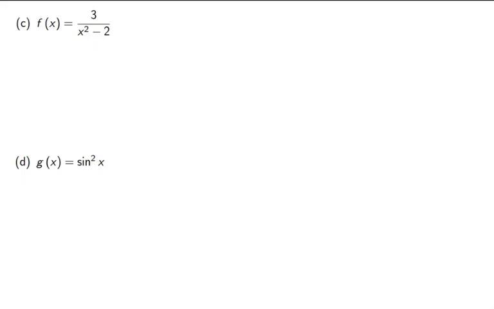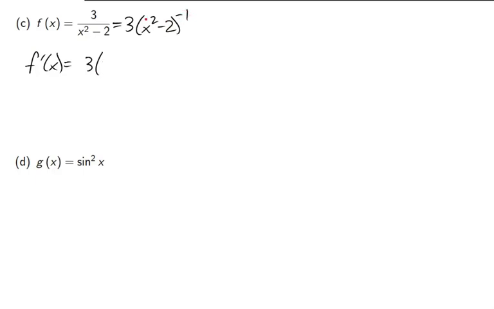Next example. Now this looks like a quotient, but remember, if a numerator or denominator is a constant, don't treat it like a quotient rule. That's a waste of your time. Instead, I'm going to write the function with a negative exponent. However, this does require the chain rule. When I take the derivative, the 3 stays in front. The outside function is the negative 1 power.